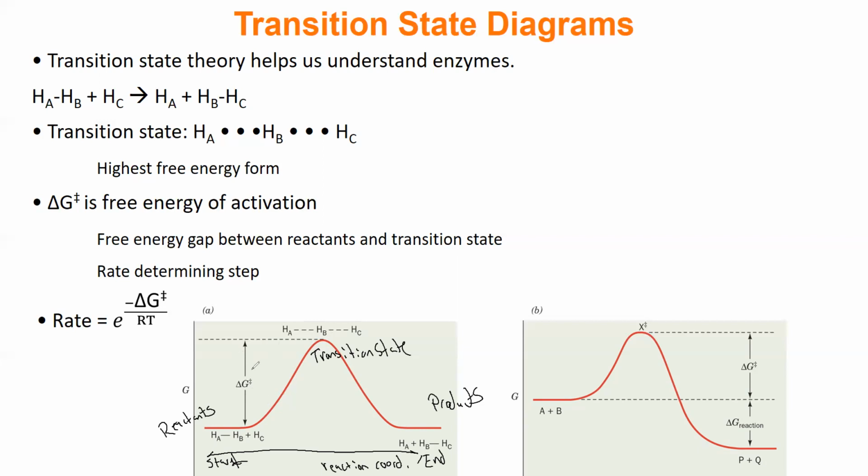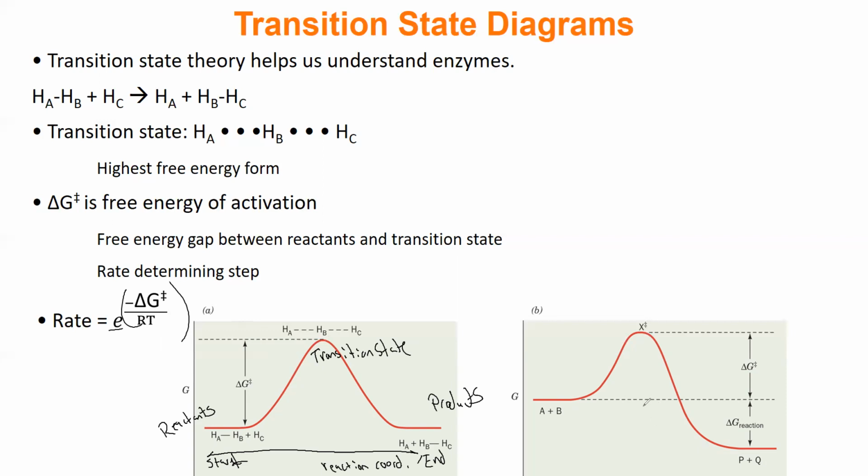And the bigger this number is, the slower your reaction, because the rate of a reaction is equal to the exponent. Remember, E is exponent. So it's the exponent of negative delta G double dagger divided by RT. R is the gas constant, T is the temperature. So the higher the transition state is, the slower your reaction, because the greater delta G double dagger is.